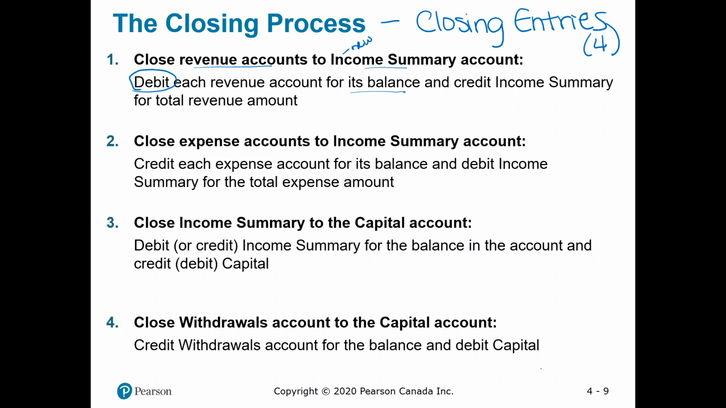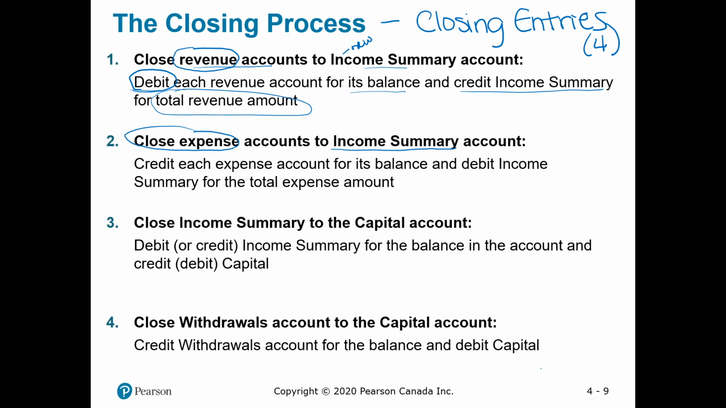So you take a look at either the balance in the T account or the balance on the adjusted trial balance, and then you're doing the opposite. So you would debit each account for the balance, and the offset is a credit to income summary. And you only have to do that once for the total of the revenue amounts that you're closing. So step 1 is revenue, or entry number 1. Closing entry number 2, we now close all of the expense accounts, and we also put these into the income summary account.